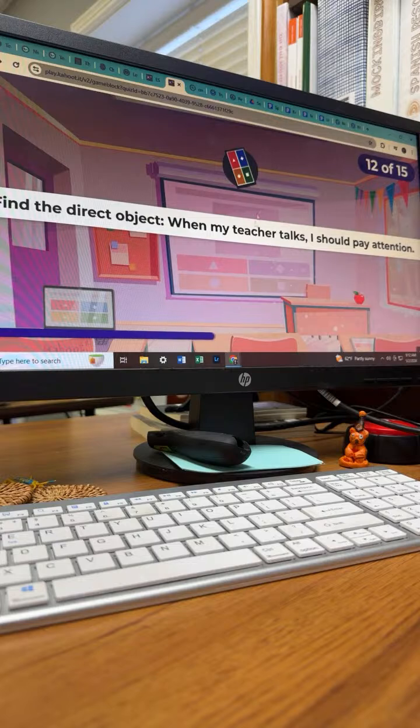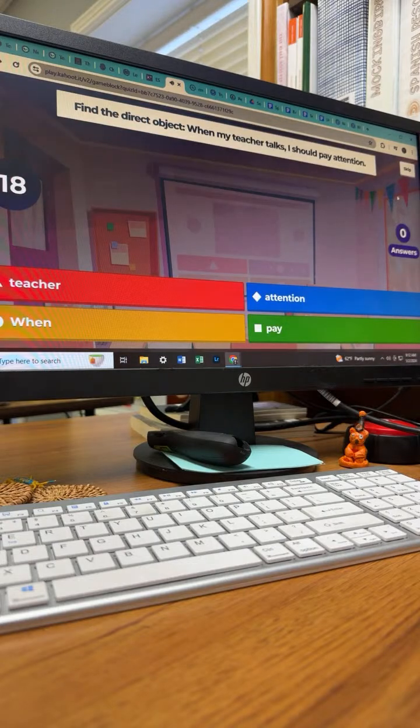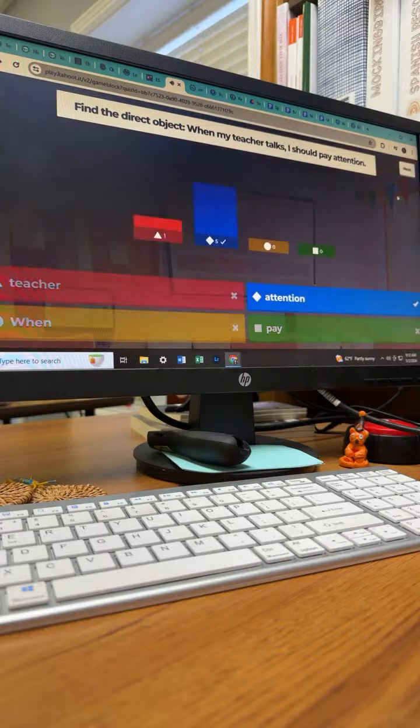When my teacher talks, I should pay attention. This one's more difficult. It's not really, but think about that first clause. I'll just tell you, that first part is a clause, okay? It's not part of the actual sentence if we're breaking it down grammatically. So I should pay what? I should pay my teacher. Well, I wish, but I should pay attention.